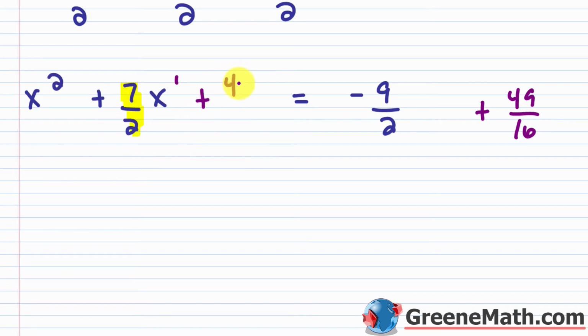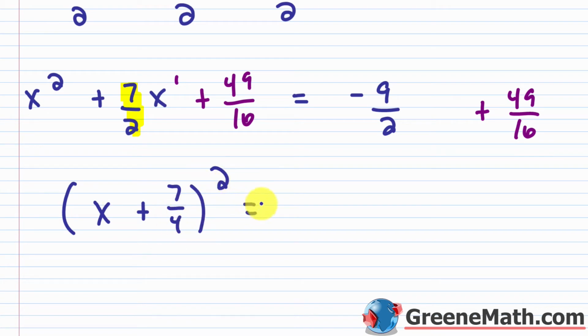So plus 49 sixteenths. Okay, so at this point, you could probably do this in your sleep. Factor the left-hand side, it's x plus 7 fourths squared. On the right side, I've got to get a common denominator, so multiply this by 8 over 8. We know negative 9 times 8 is negative 72. If I add that to 49, I get negative 23. So this is negative 23 sixteenths.